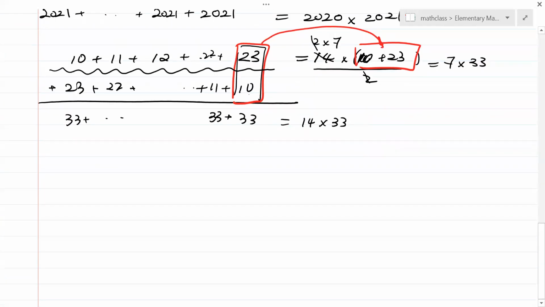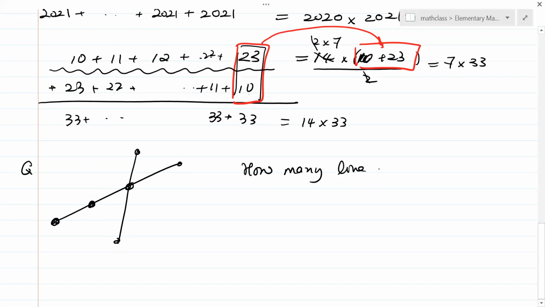All right, let's continue. Go to the geometry. This time I'm going to draw this line. Here's 1, here's 2, here's 3, and I probably just added one more point. All right, so the question is, again, how many line segments are there?